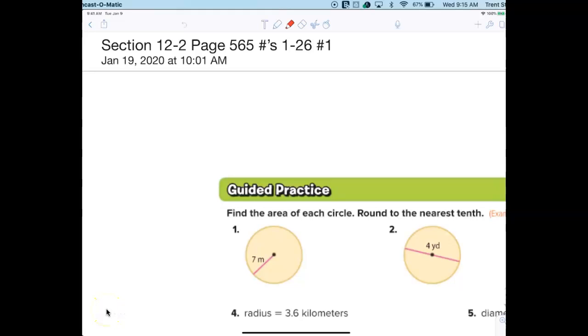5th grade, you did it in 6th grade, and now it's a review. All right, in 7th grade, 100% of the time, circumference and area is on all standardized tests. So again, super duper important.